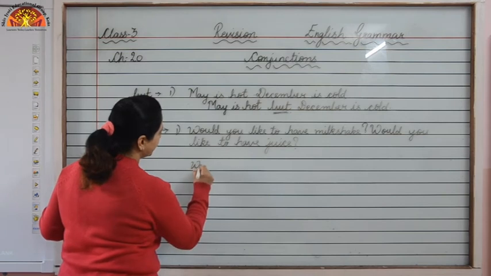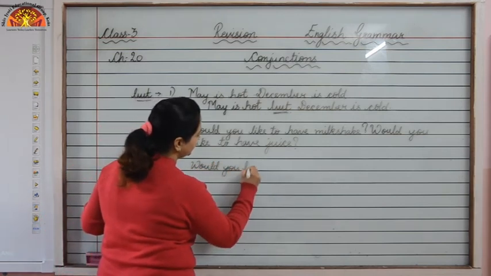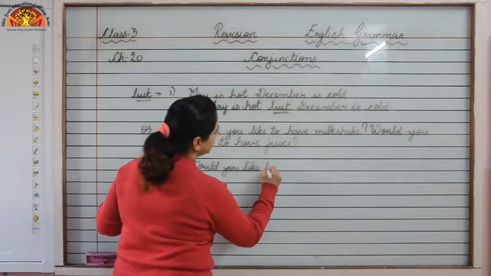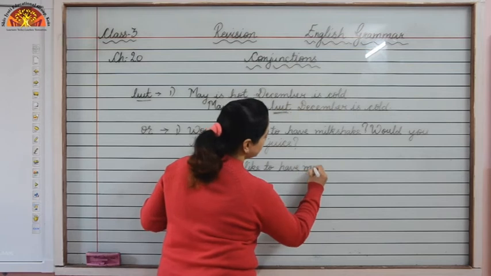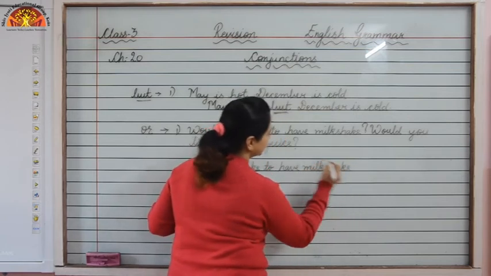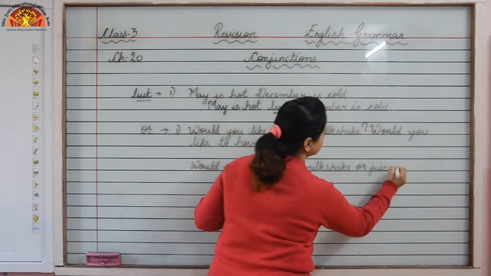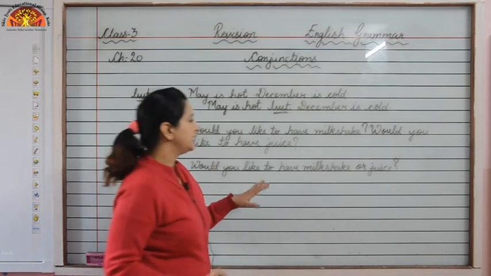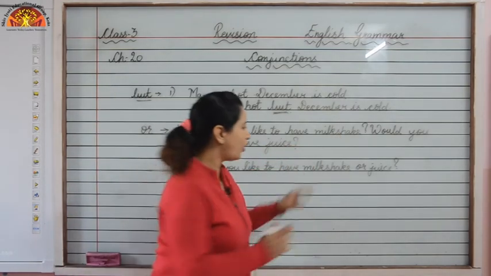See, would you like to have milkshake or juice? Question mark. Now here is a choice between milkshake and juice, so I have used or here.